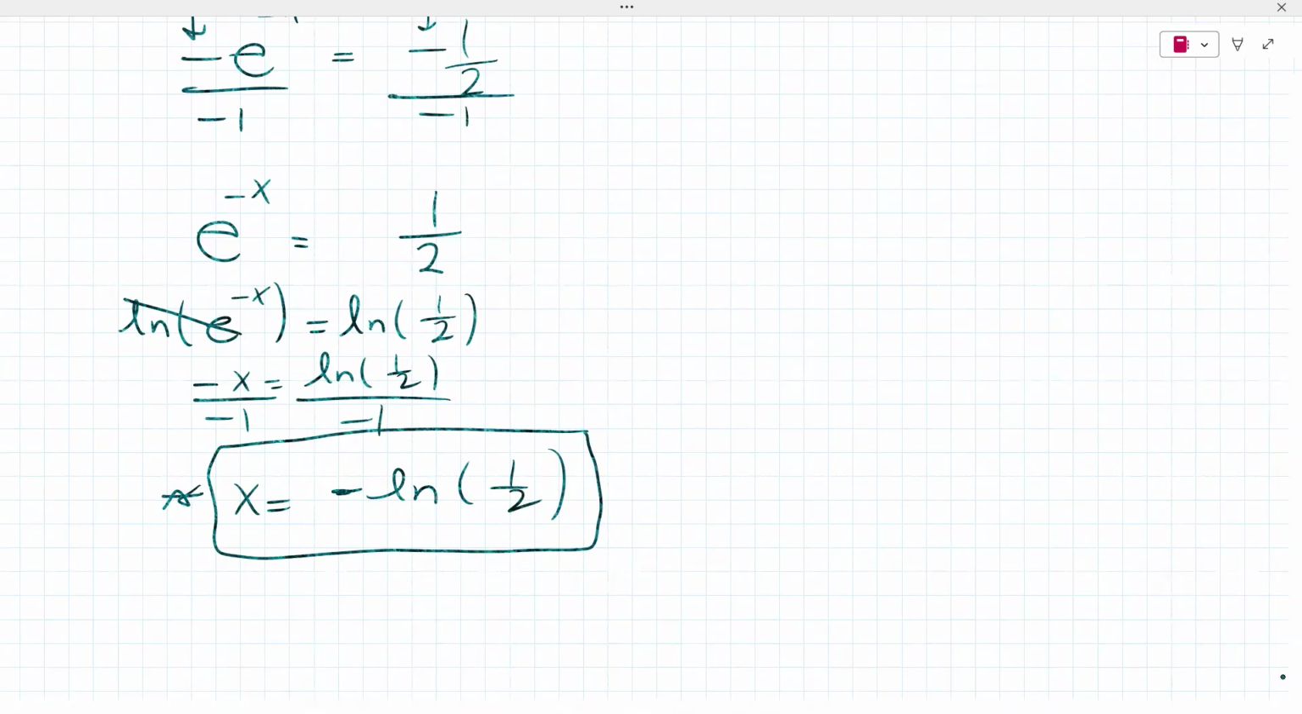That's not our answer. We want an equation. So what we could do is you see this minus here. Remember when you're expanding or condensing log, if you have a minus, that means it's like a power. So we can also rewrite this as ln of 1/2 to the -1. And then what is 1/2 to the -1? That's 2.